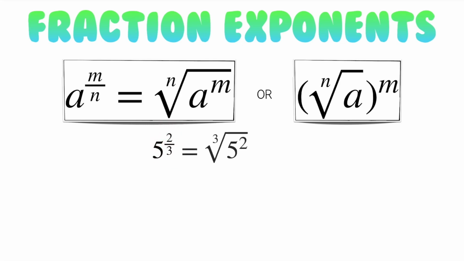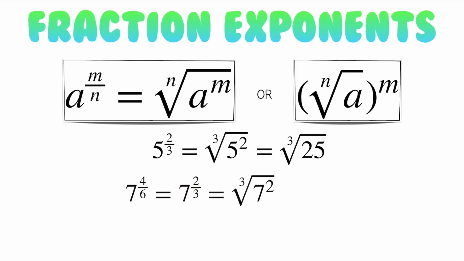So you get the cubed root of 5 squared, which is the cubed root of 25. Or if you have 7 to the power of 4/6, just like any other fraction, you're going to want to simplify this first, which is 7 to the power of 2/3, and the 3 is a root, the 2 is a normal exponent, so you get the cubed root of 7 squared, which is the cubed root of 49.